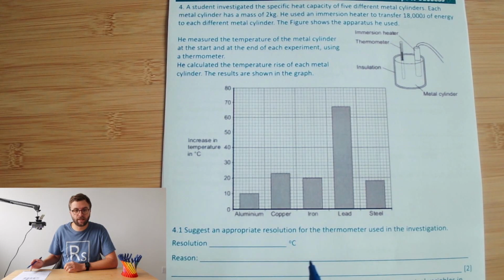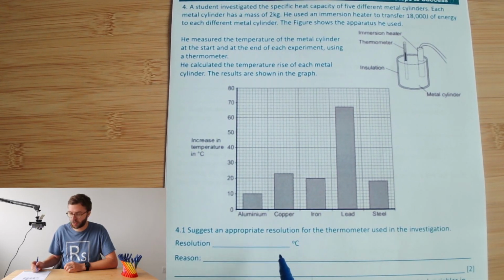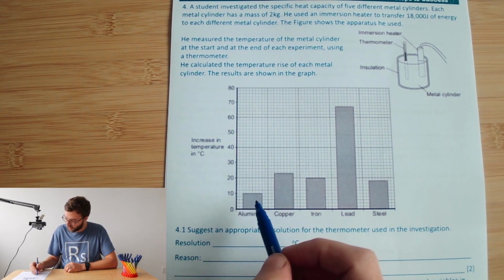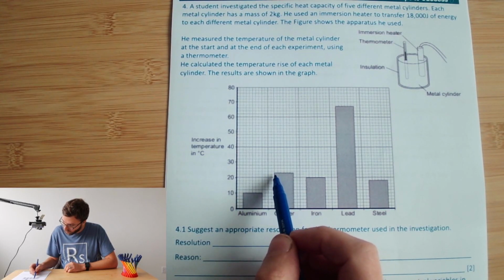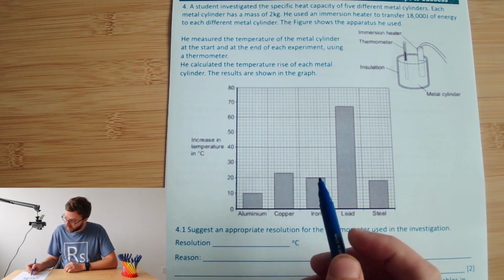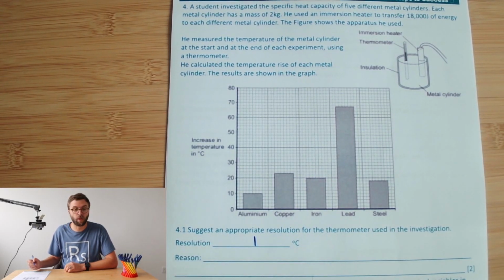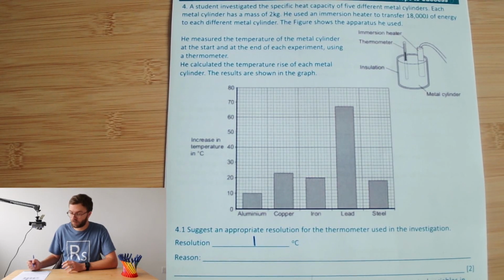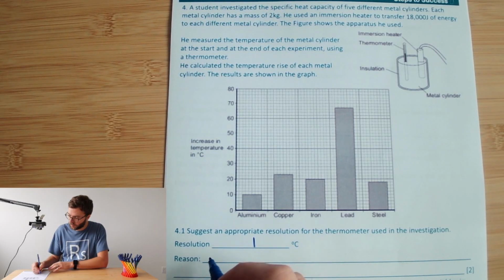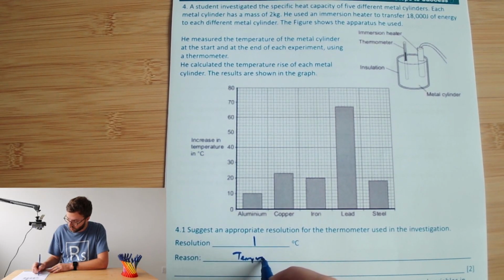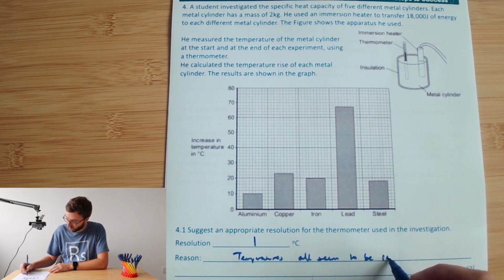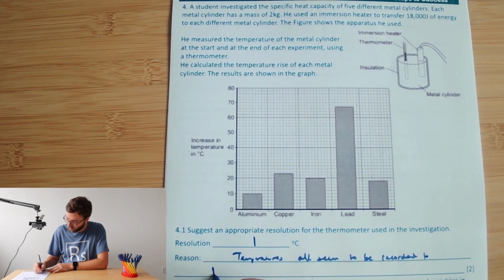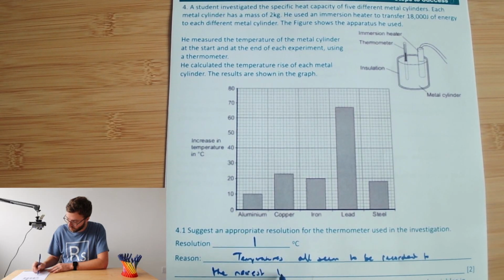So firstly, we need to suggest an approximate resolution for the thermometer used in the investigation. When we have a look at these numbers here, we can see that this is 10, what have we got there, 23, 20, so all of those are given to the nearest 1 degree Celsius. So I suggested the approximate resolution that they used was 1 degree Celsius, and the reason for that is temperatures all seem to be recorded to the nearest 1 degree Celsius.